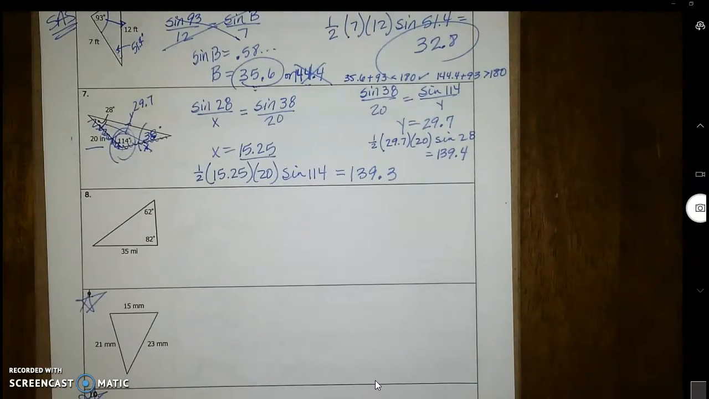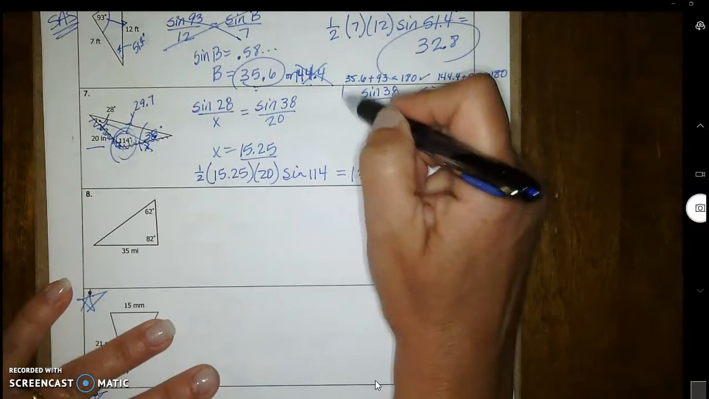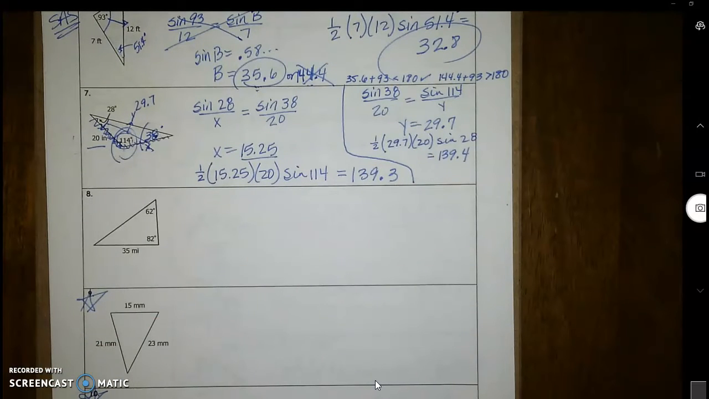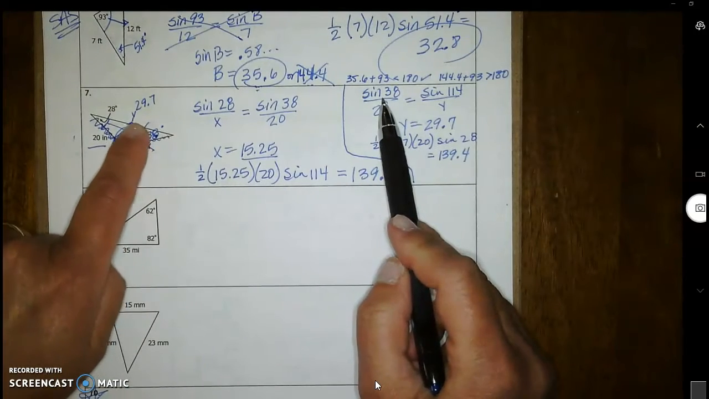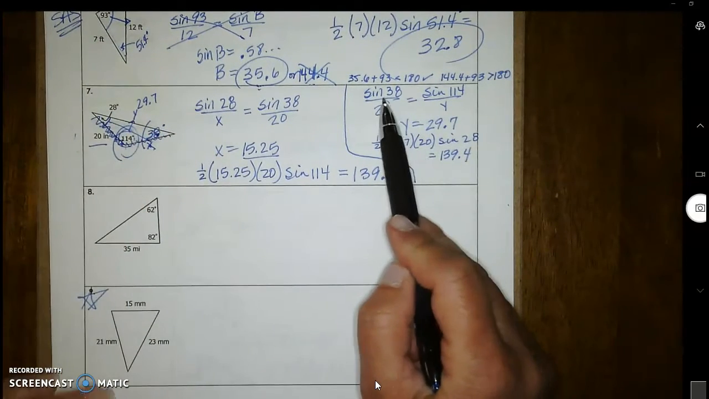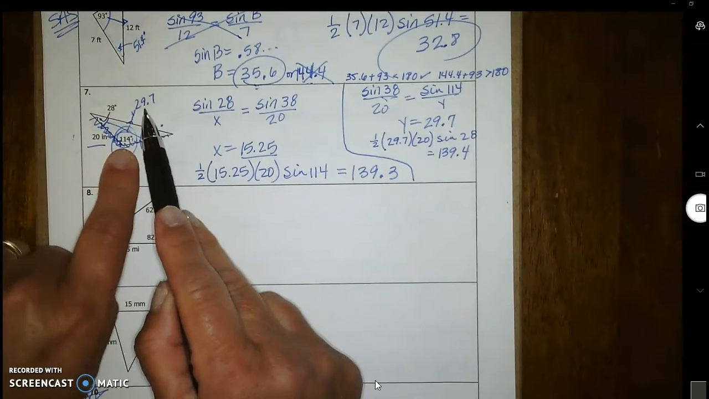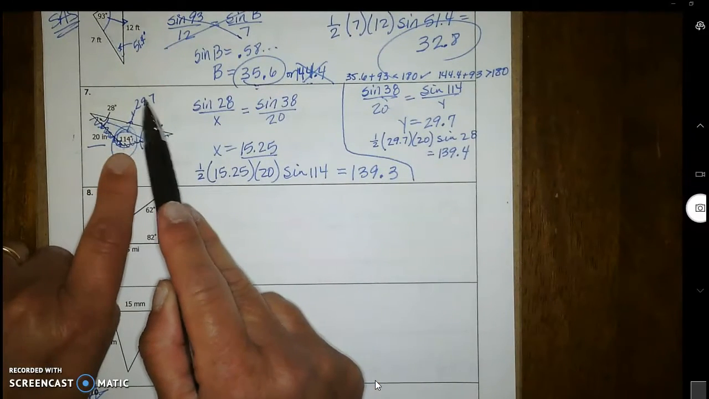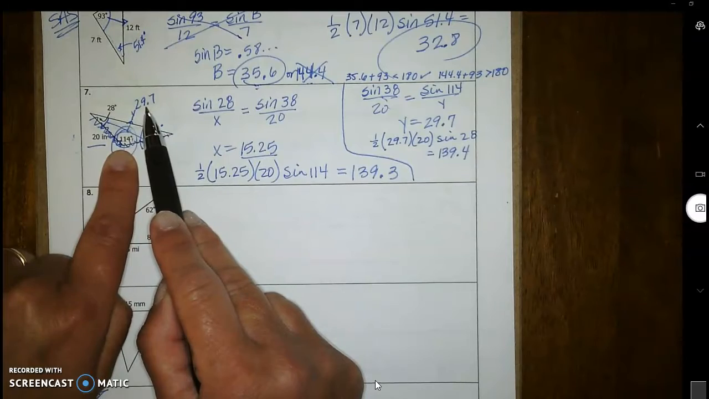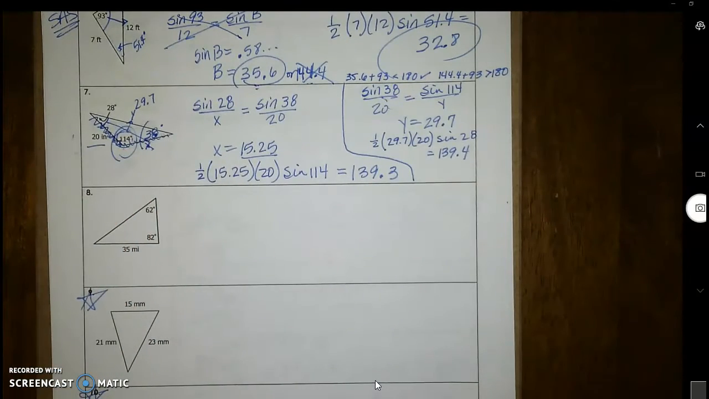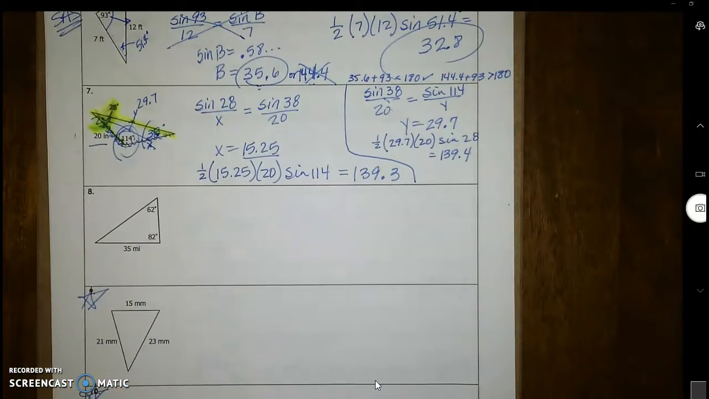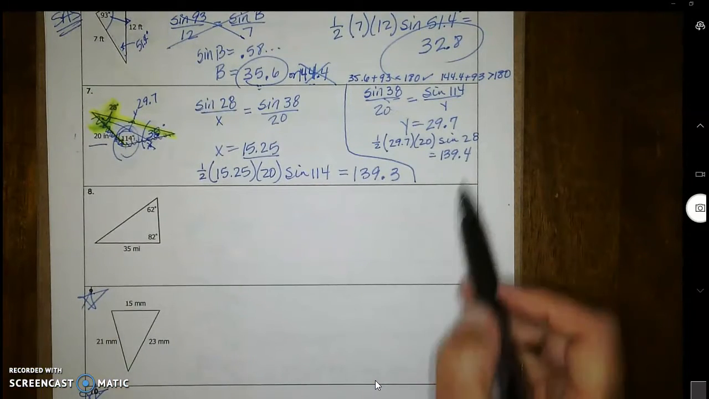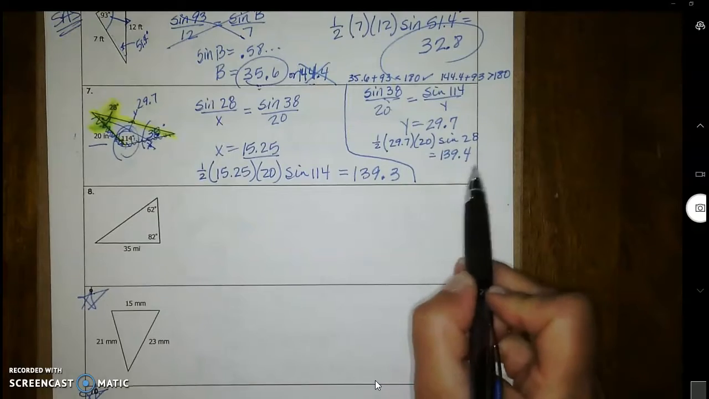Okay, so I paused the screen really quick and I just wanted to show you that it doesn't matter which side you actually do first and which side you actually use. I called this side over on this triangle Y, and I used the sine of 38 over 20, and I used the 114, and then I figured out that this was 29.7, okay? And then I just chose to use the 29.7, the 30, and the angle 28, that SAS, to figure out what the area of the triangle is.